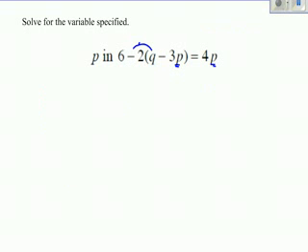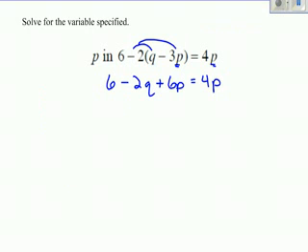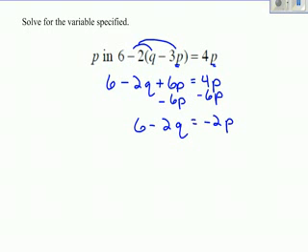All right, so once again, I need to distribute. So let's do that again. So 6 minus 2q plus 6p, because we're flipping because of the negative, equals 4p. Now I actually notice it's going to be easier to get my p's on the right side, which is fine. So I will do that. So I almost have p by itself. I have to do one last thing. I don't want negative 2p's. I want just one. So I'm going to divide everything by negative 2.